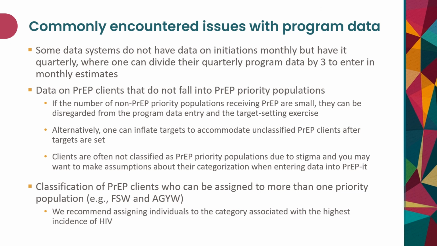A third commonly encountered issue is having PrEP clients who can be assigned to more than one priority population, such as someone who can be classified as both a female sex worker and an adolescent girl and young woman. We recommend assigning individuals to the category associated with the highest incidence of HIV.